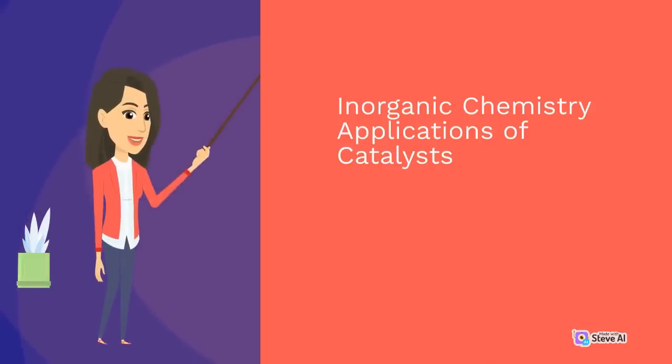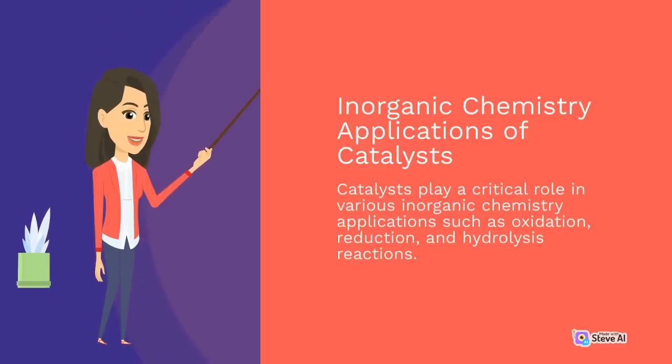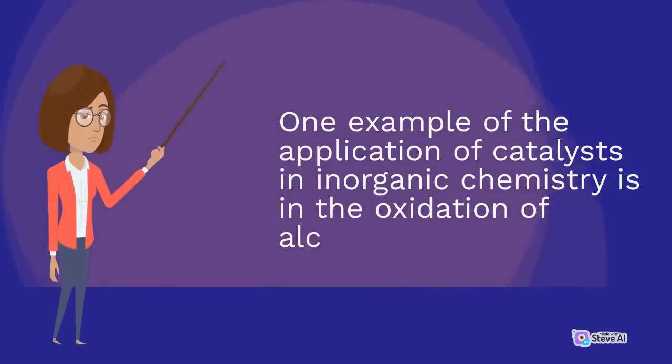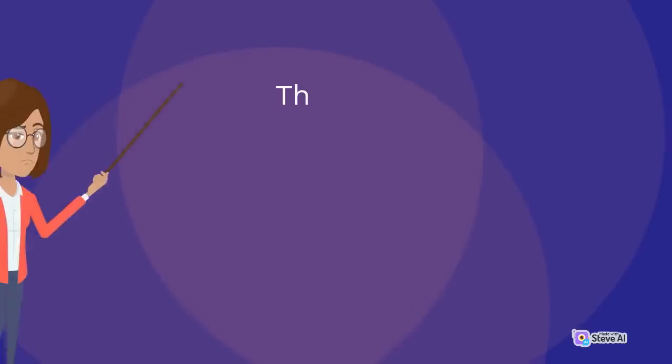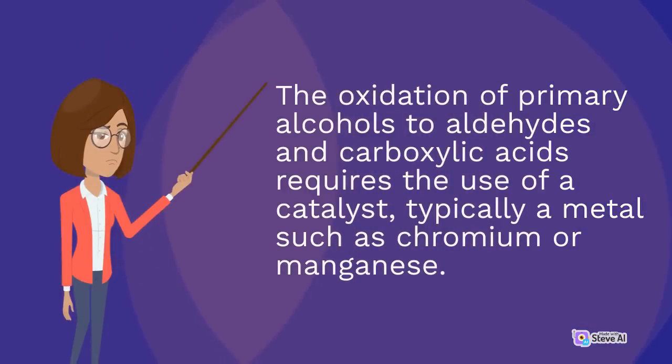Inorganic chemistry applications of catalysts. Catalysts play a critical role in various inorganic chemistry applications such as oxidation, reduction, and hydrolysis reactions. One example of the application of catalysts in inorganic chemistry is in the oxidation of alcohols. The oxidation of primary alcohols to aldehydes and carboxylic acids requires the use of a catalyst, typically a metal such as chromium or manganese.